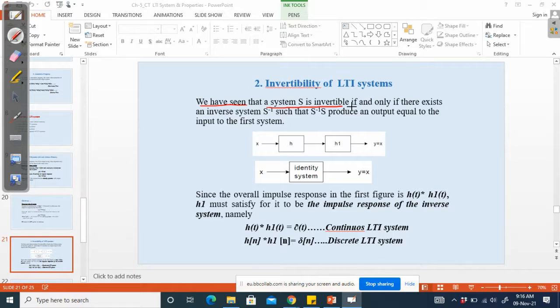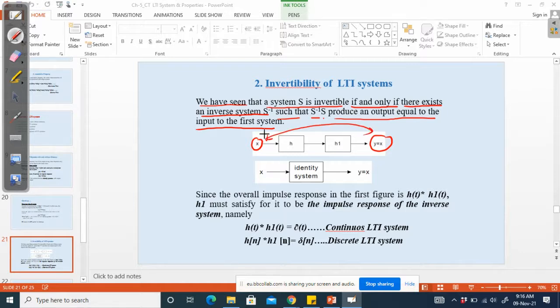if and only if there exists an inverse system. Means a system is called invertible if and only if the inverse of the system is present. Inverse means an opposite system is present, such that S inverse multiplied with S produces an output equal to the input of the first system. Means the output of this and the input of the first system both are same.